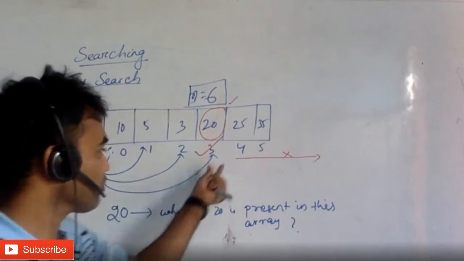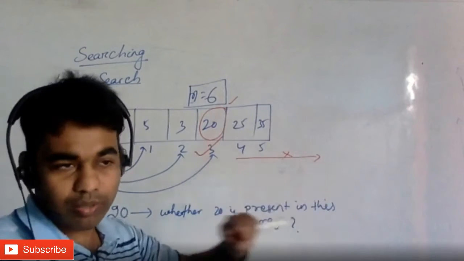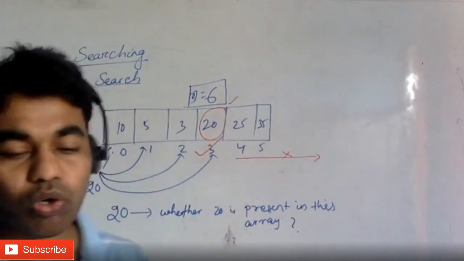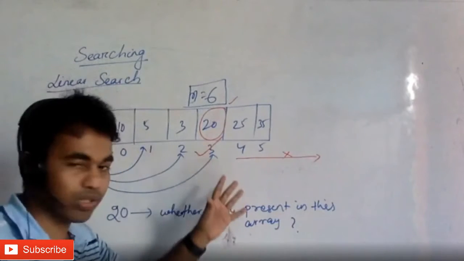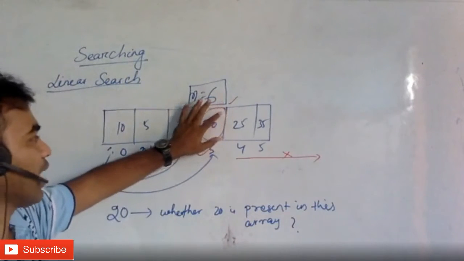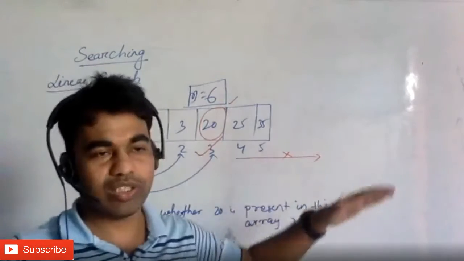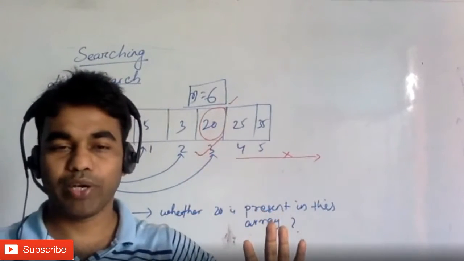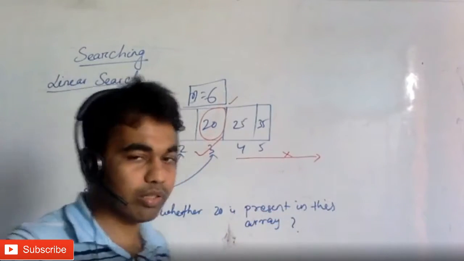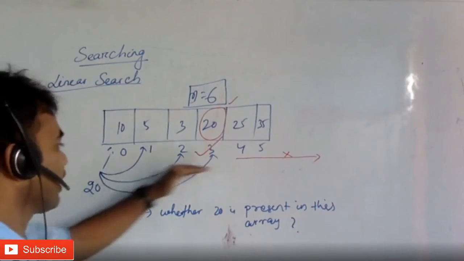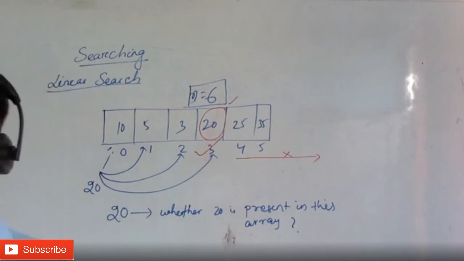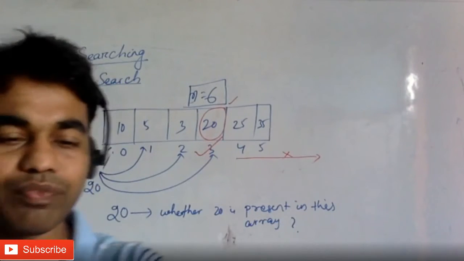Why I'm emphasizing that you don't need to search further is because accordingly you will write the code. Whenever you write the program or the algorithm, once you find a match, you don't need to keep on searching. You can do a break at that particular point. So that's the main idea of the linear search. This is the basics of the linear search.